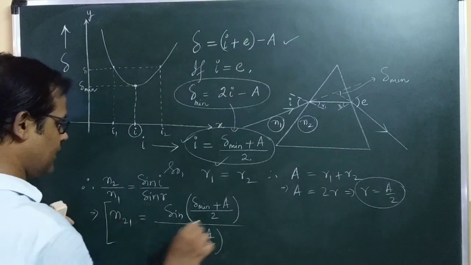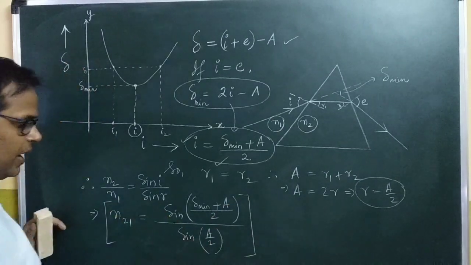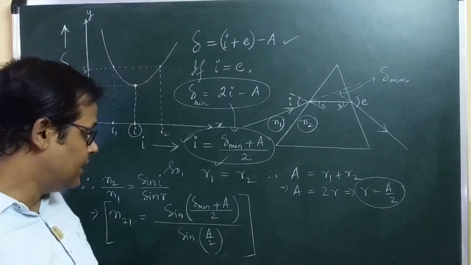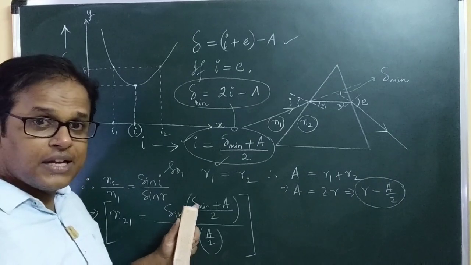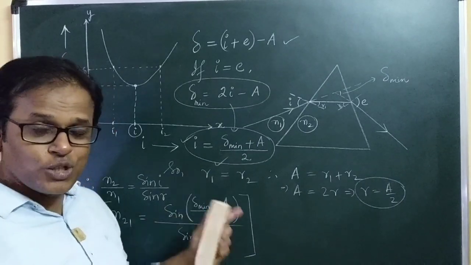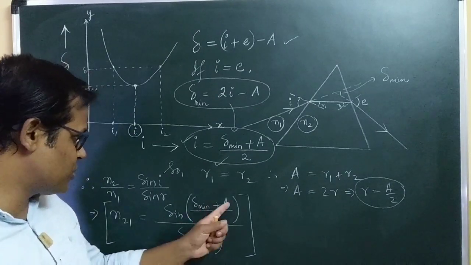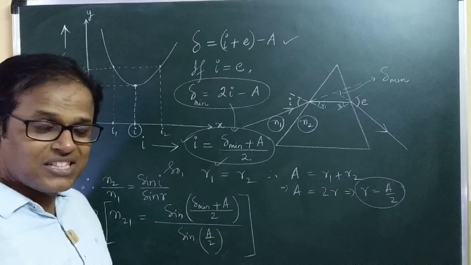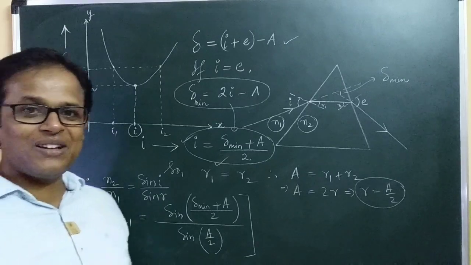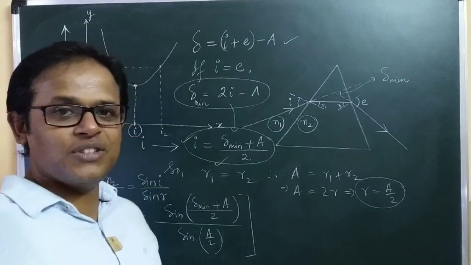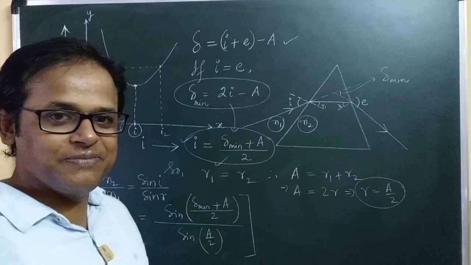So practically we can easily measure, I mean to say experimentally, the delta minimum is measurable and also the angle of the prism is measurable. So if you know these two from your practical observations, it becomes very easy to calculate the refractive index of the material of the prism.